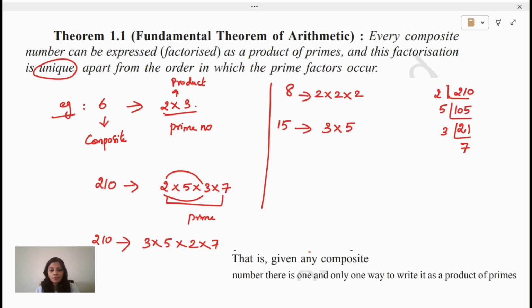So we can conclude, for any composite number there is one and only one way to write it as a product of primes. Got it? So did you understand the fundamental theorem of arithmetic?